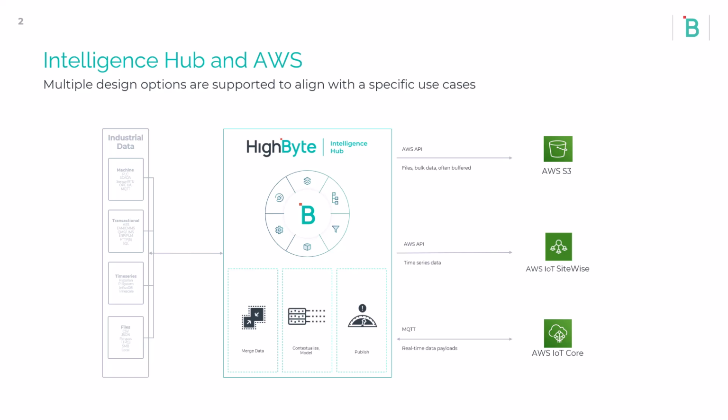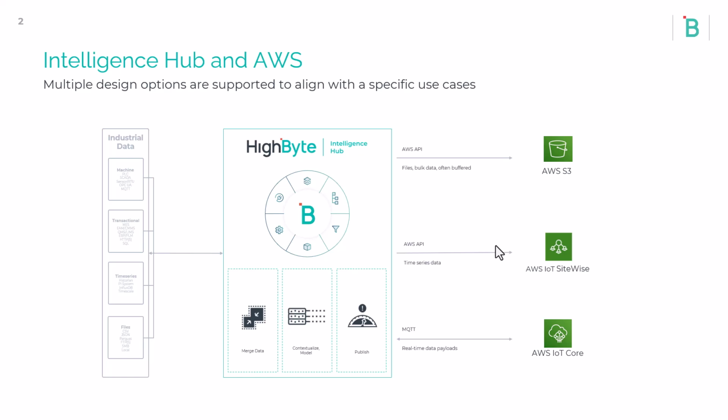Hello, this HighByte Intelligence Hub video covers data exchange with AWS services. There are a few configurable options that Intelligence Hub provides to exchange data with AWS. Some of those are listed here. One option is sending bulk data, often in files, to AWS S3, a data lake. Another option is sending data to AWS SiteWise. And this Intelligence Hub connection is what we'll focus on in this video.